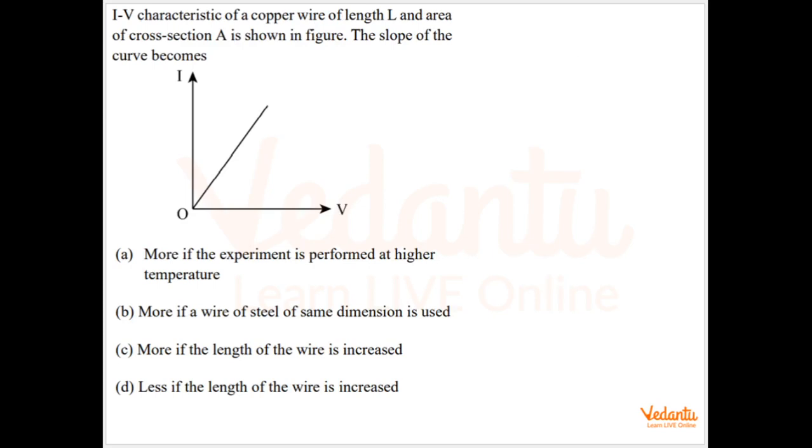In this question, the IV characteristic of a copper wire of length L and area of cross section A is shown in the figure. The slope of the curve becomes what if the temperature or dimensions are changed? So understand that in this case the value of tan theta will be equal to I by V, which will be the inverse of the resistance.